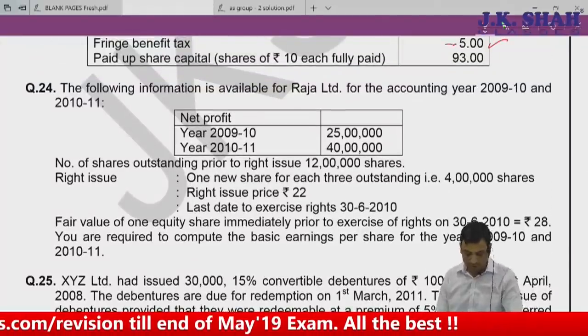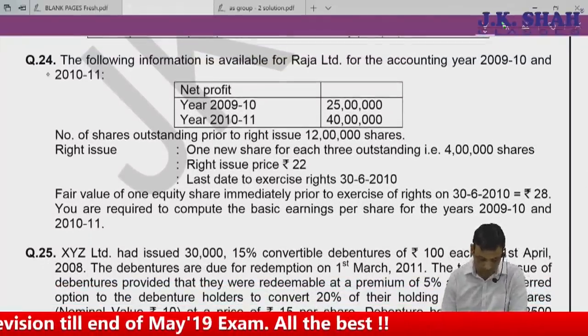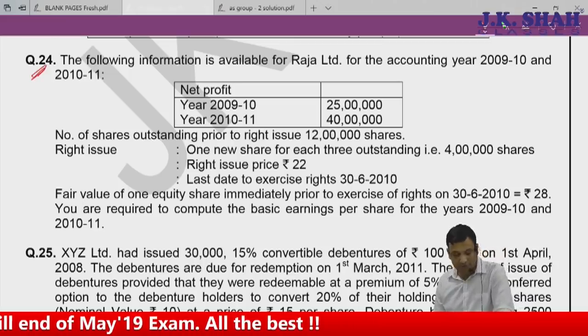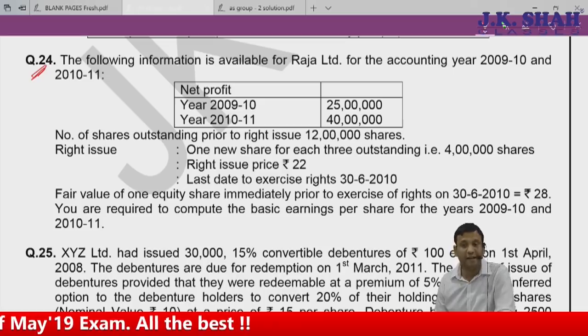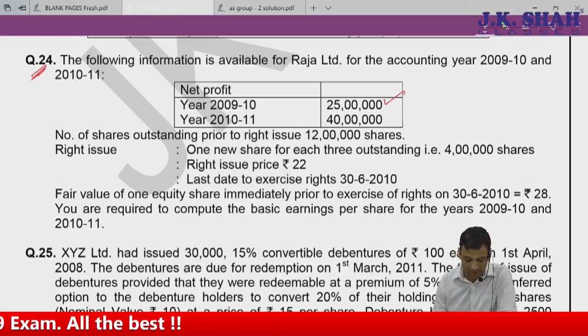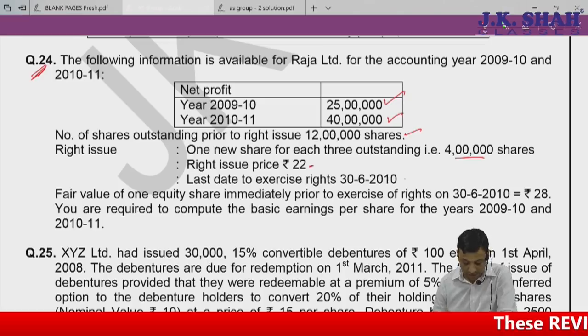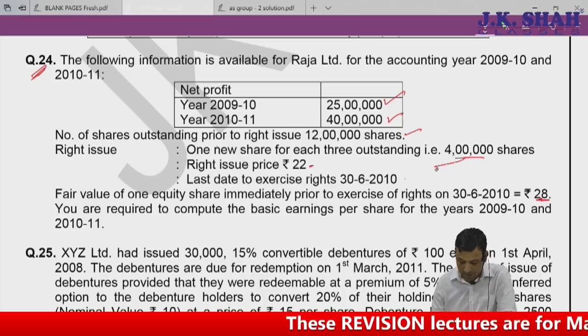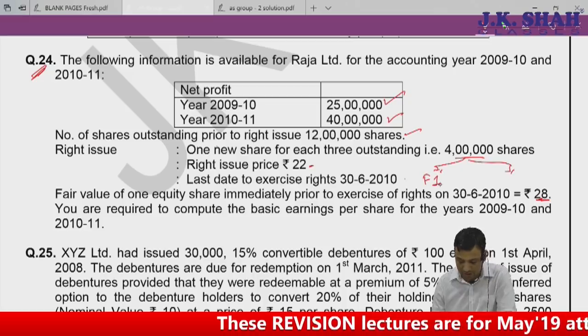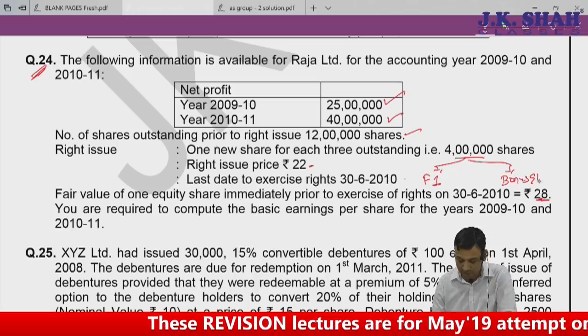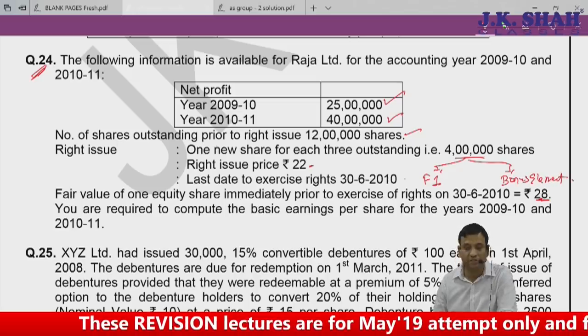Now I'm on question number 24. Following information is available for Raja Limited for the accounting year 9-10 and 10-11. Net profit 25 lakhs, 10-11 40 lakhs. Number of shares outstanding prior to right 12 lakhs. One new share for every 3 outstanding, that is 4 lakh right shares. This is exercise price. This is last date. Fair value immediately prior to exercise is 28. Now what I have to do is, for these 4 lakh shares issued in rights, find out how much is fresh issue and how much is bonus element.